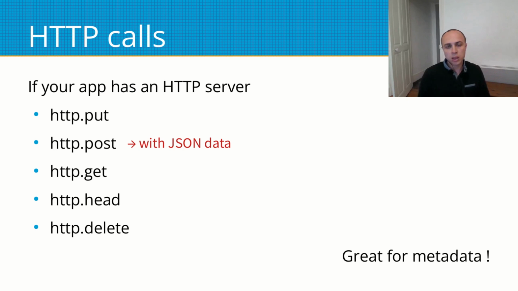Another way to call your application from Liquidsoap is to use HTTP calls. If your application has an HTTP server, in Liquidsoap we have all the HTTP verbs, and this is great for metadata. For example, we can post it directly to Showergel, but also directly to our website, which has a WordPress plugin that can store and display the current playlist.